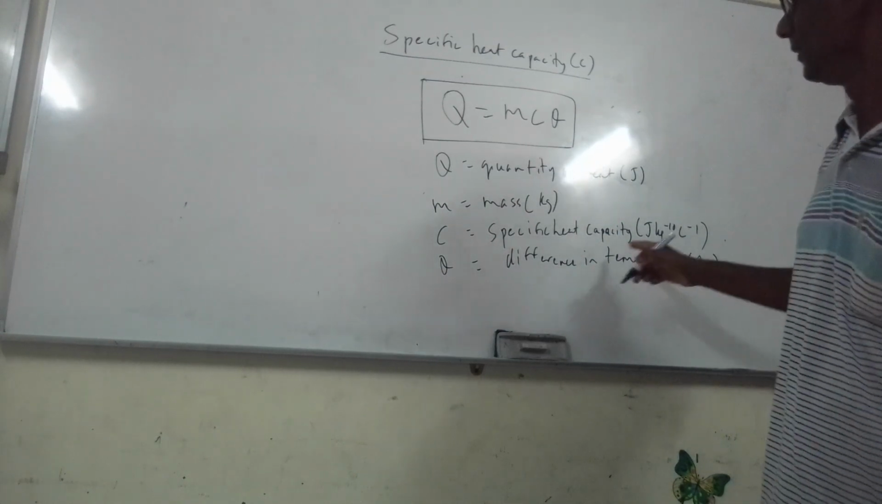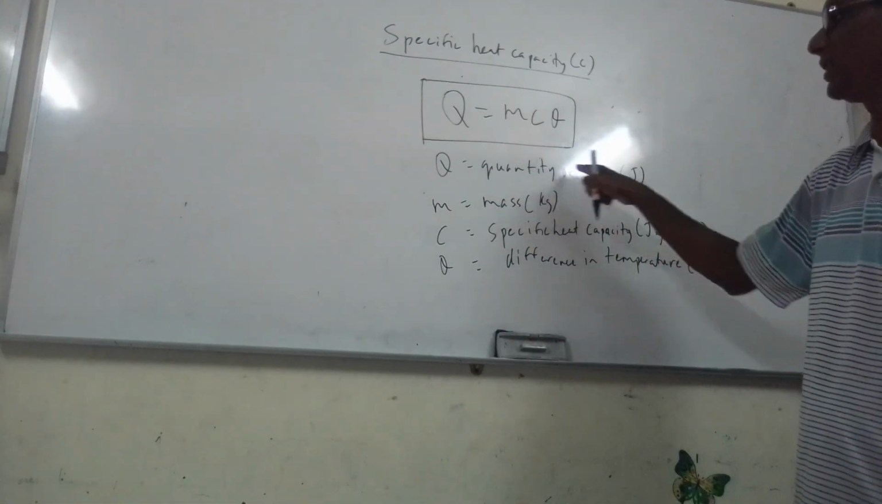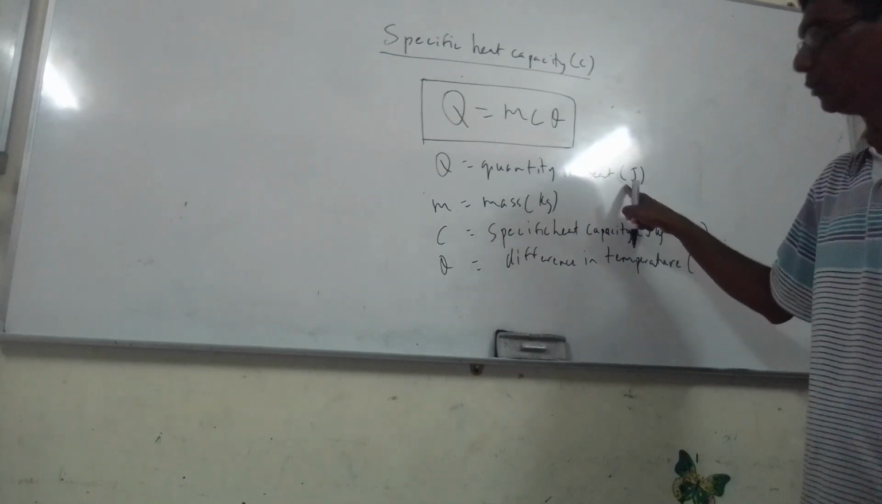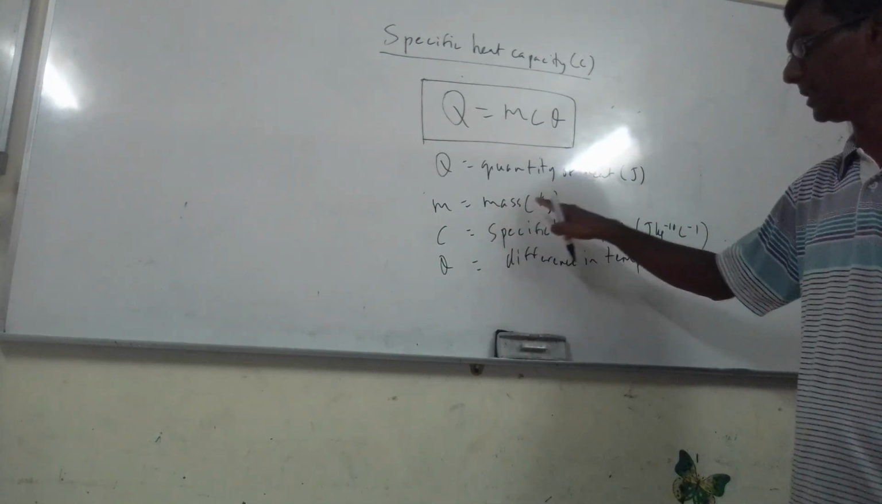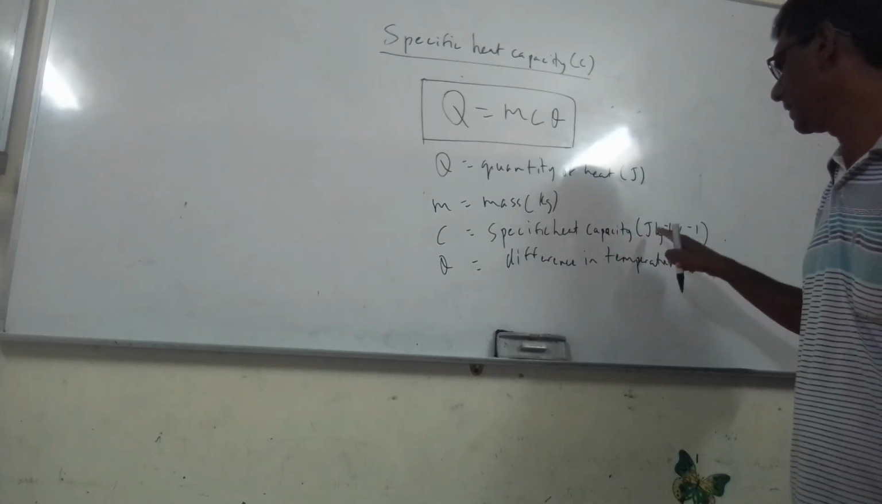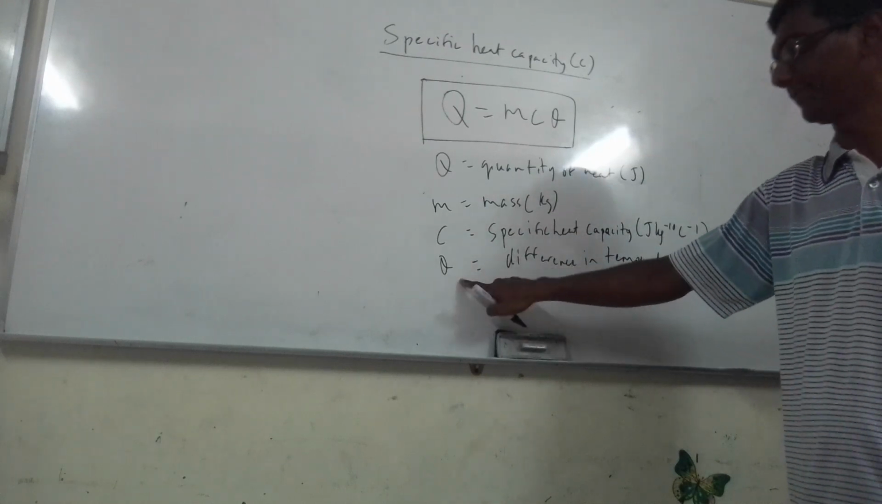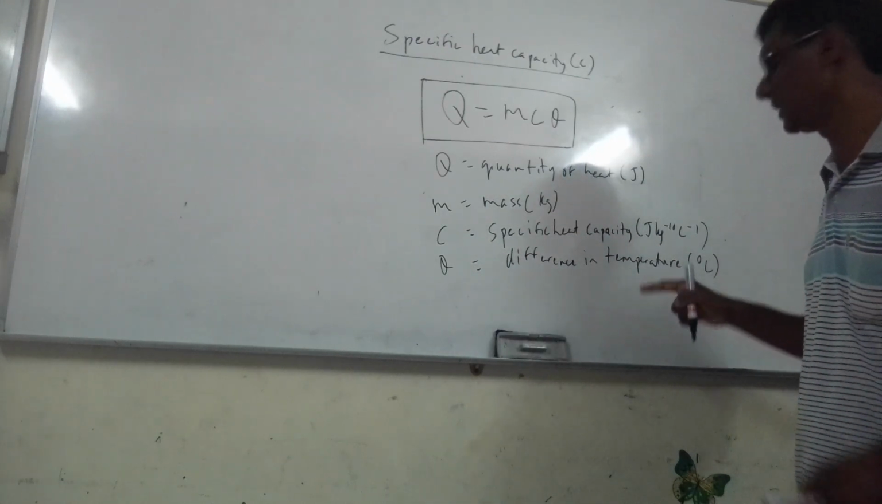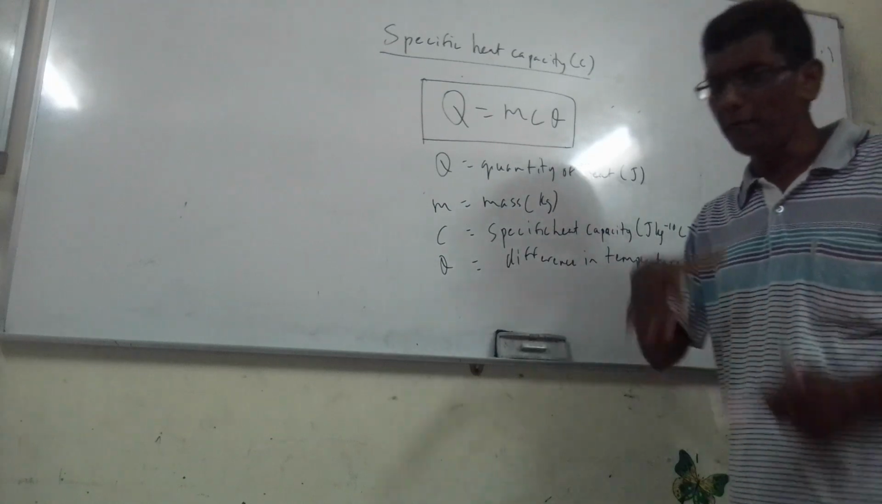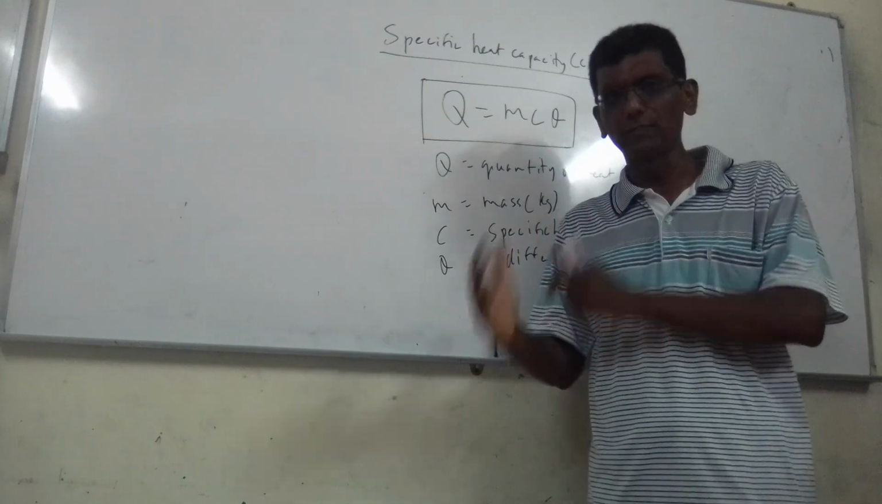Degree Celsius. The unit is degree Celsius. So Q is quantity of heat, in joule. M is mass, the unit is kilogram. C is specific heat capacity, unit joule per kilogram per degree Celsius. And theta means difference in temperature, in degree Celsius. Okay, this one we use this formula.